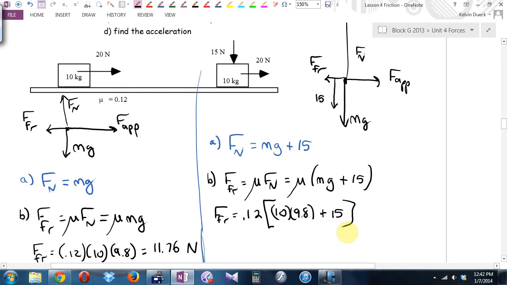Which is what? Mr. Dueck, why don't you do that one in your head? Okay. Well, it's going to be 11.76 plus 1.8. 98 plus 15 is going to be 108. It's going to be 113 times 0.12. It's going to be 11.3 plus 2 point. It's going to be 13.33. No, I'm off. What is it? 13.56.